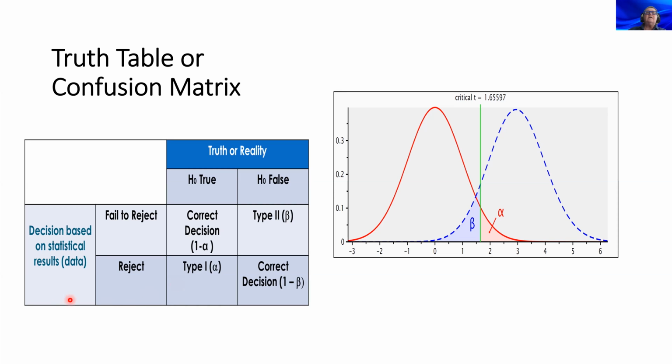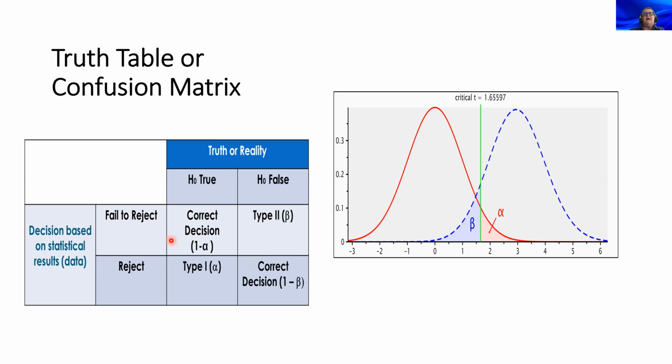So we're looking at what's happening with truth or reality as a function of the data or based on the statistical results. We could have a situation which is a type 1 error, where we're saying, again, that there is a difference when in fact there isn't. We could have type 2 errors, saying that there is no difference when in fact there is a difference. And then we'll consider two different types of correct decisions.